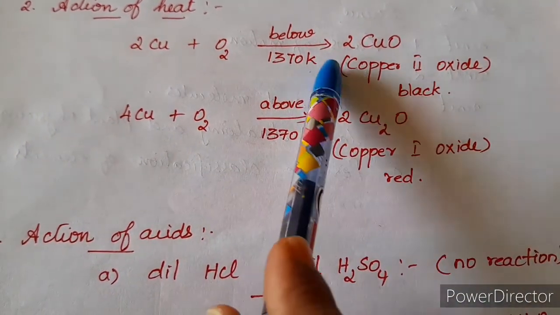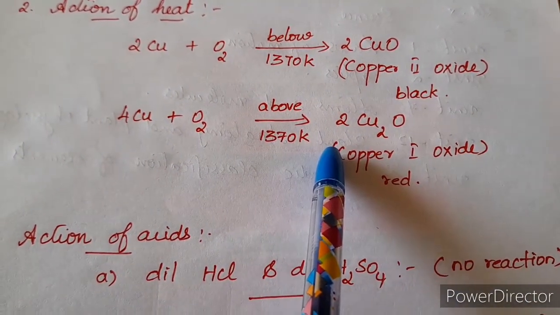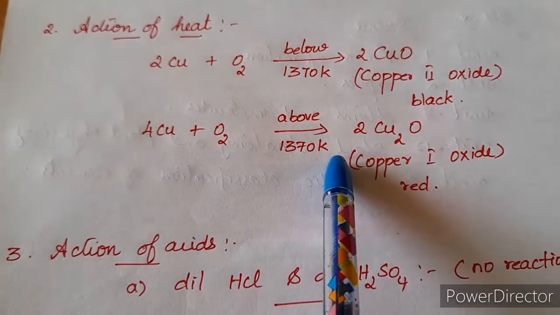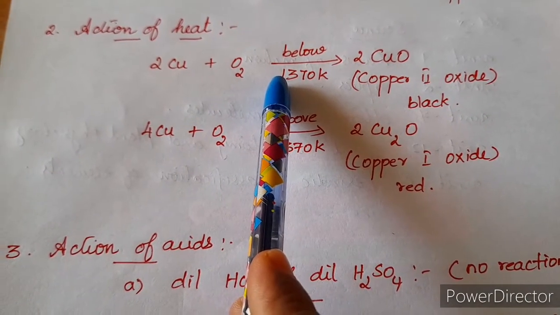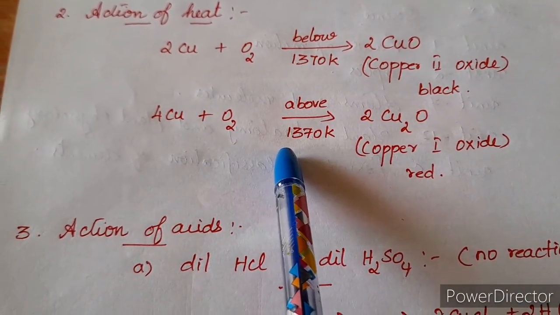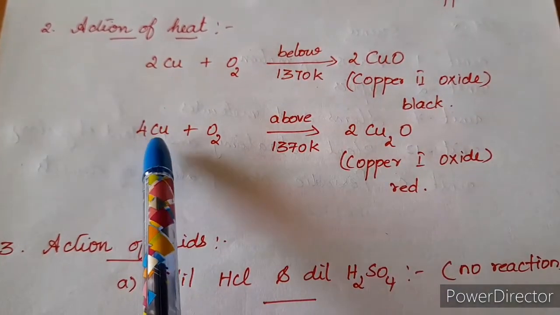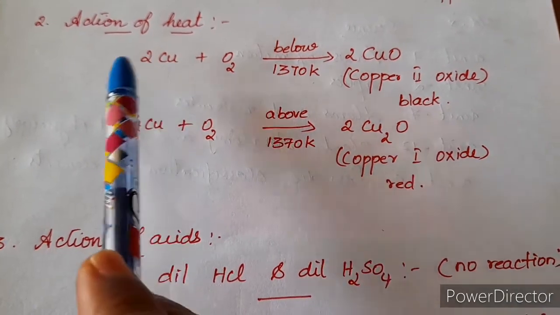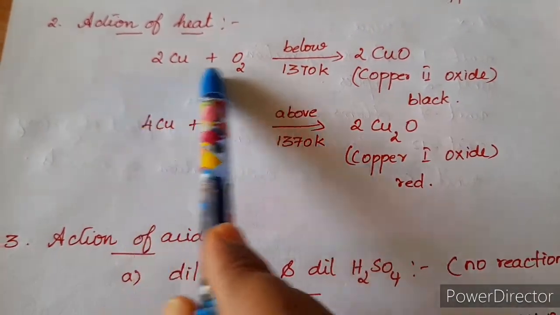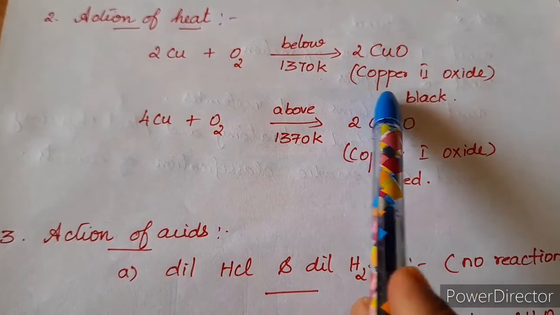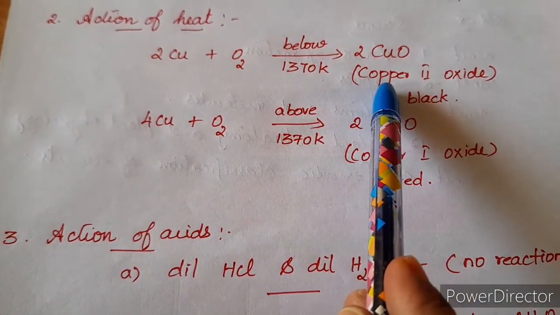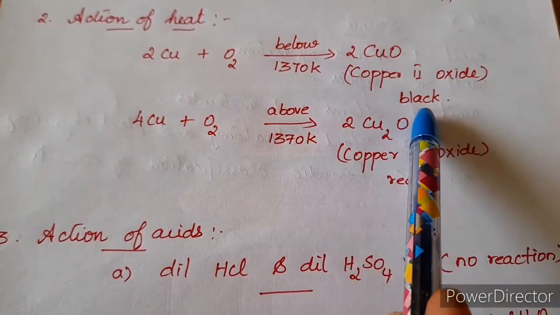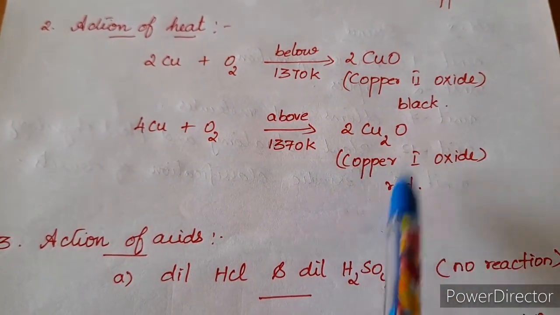Since copper has two oxidation states, that is Cu2+ and Cu+, you have two different products obtained below 1370 Kelvin and above 1370 Kelvin. This question is asked often in the question paper, children. When you write this question, this reaction should be written with a balanced equation, and the formula of the compound should be written below it. You have to mention that copper(II) oxide will be black in color, and copper(I) oxide will be red in color.